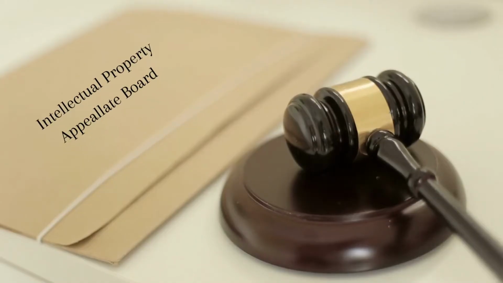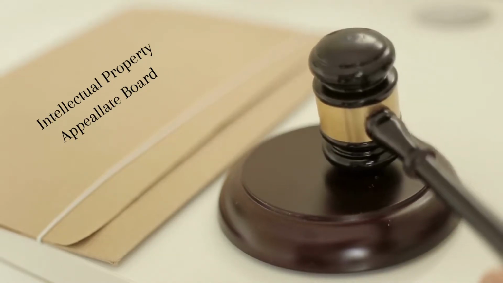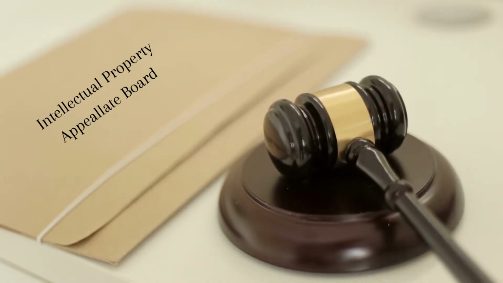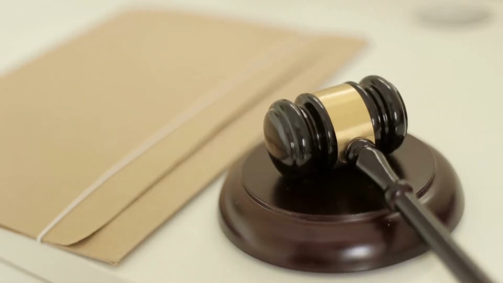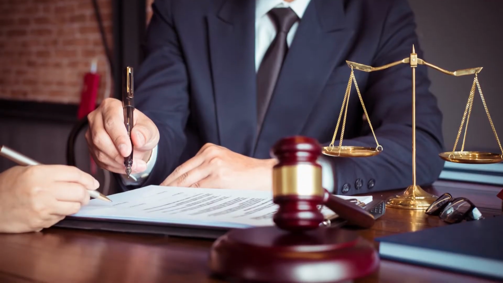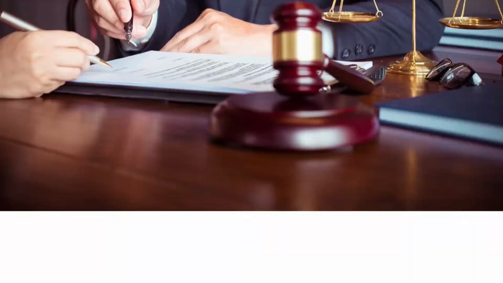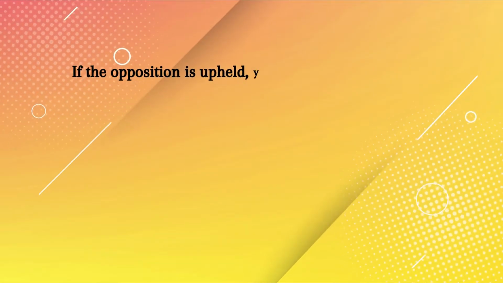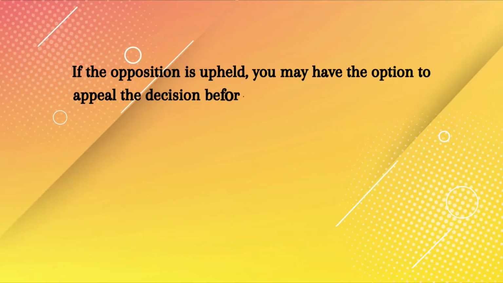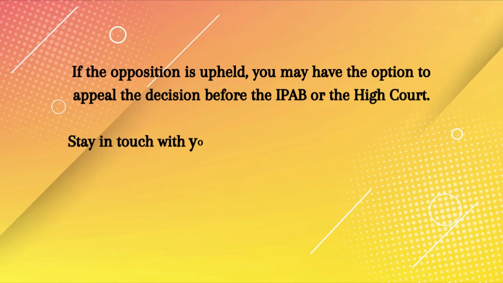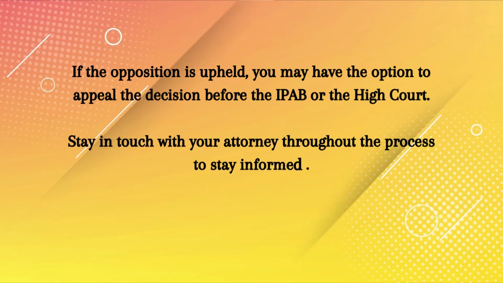In some cases, a hearing might be scheduled by the Trademark Registry or IPAB, that is, Intellectual Property Appellate Board. Your attorney will represent you during the hearing and present your case with the available evidence. If the opposition is upheld, you may have the option to appeal the decision before the IPAB or the High Court. Stay in touch with your attorney throughout the process to stay informed about the progress and any developments in your case.